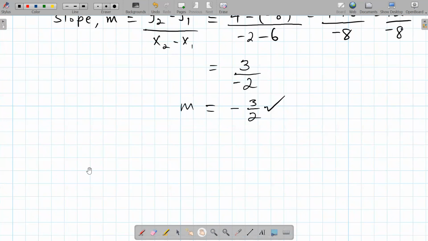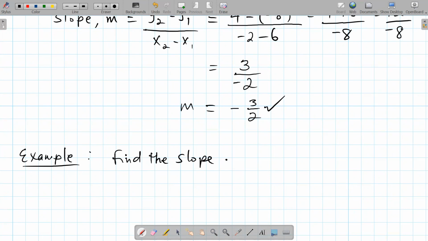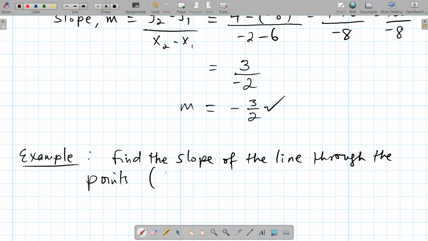Let's do another one with a fractions. Find the slope of the line through the points (1/2, -1/3) and (1/4, 1/5).